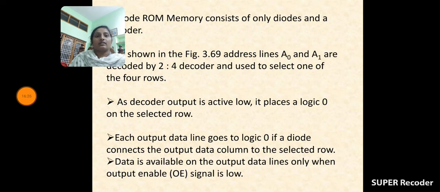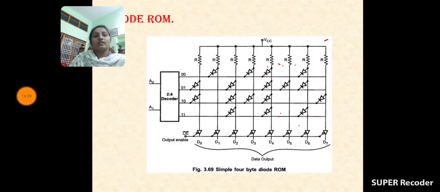Now check the slide. Here A0 and A1 are decoded by the 2 by 4 decoder and used to select one of the 4 rows. So what is the function of these? They are used to select one of the 4 rows. Only one row will be selected with the help of these two.